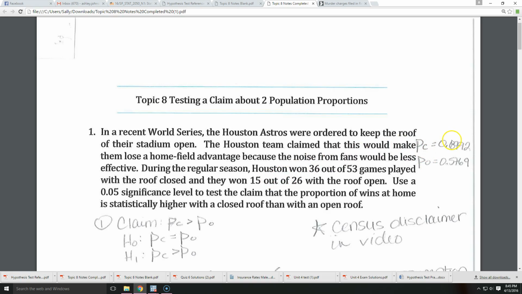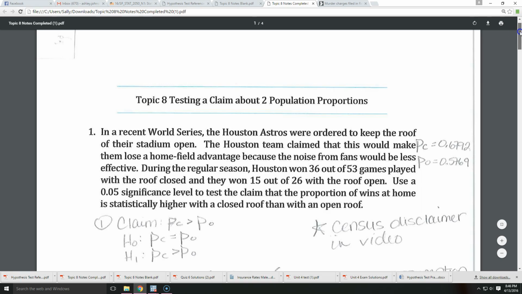However, how do we know this isn't just luck? How do we know this is a big enough difference to say that they're definitely winning more with the roof closed because of the home field advantage and crowd noise? I don't think this is a big difference at all, especially when you consider all of the variables that can come into play for the success or failure of a baseball game. I'll talk about that a little more with our assumptions.